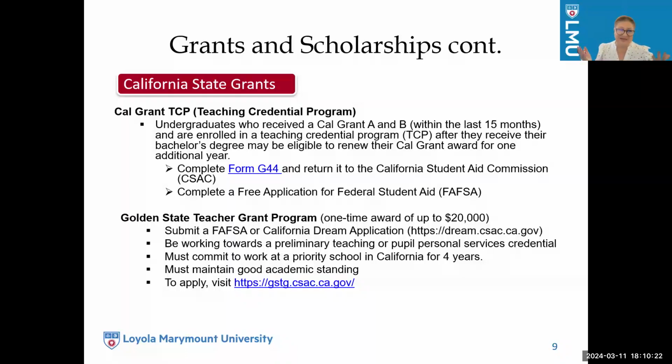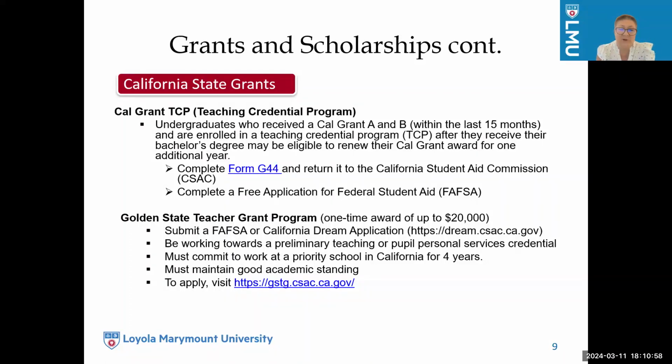Another fabulous program that's out there for those that plan to become teachers is called the Golden State Teacher Grant Program. This program is from the state, and it's a one-time award of up to $20,000. It's a grant, so again, it's money that does not have to be repaid. Students that want to be considered for the Golden State Teacher Grant have to submit a FAFSA or the California Dream application at dream.csac.ca.gov. And then the FAFSA would be on studentaid.gov.